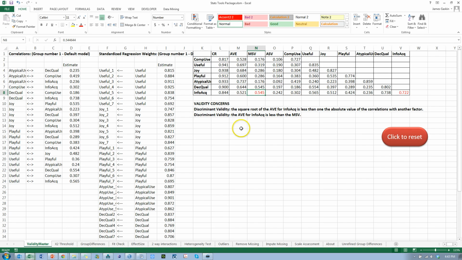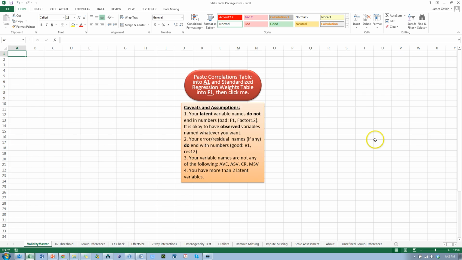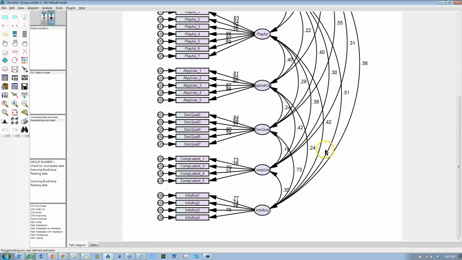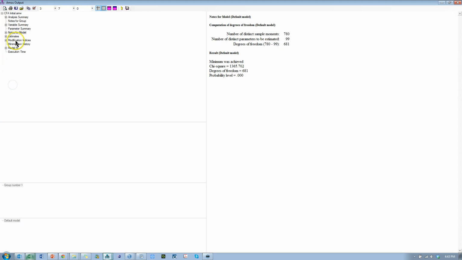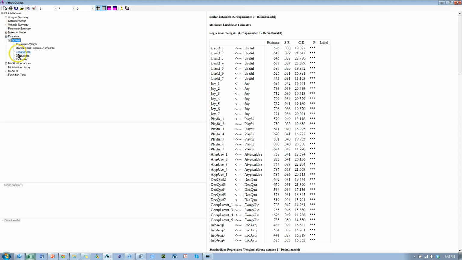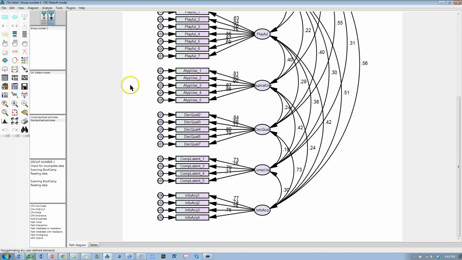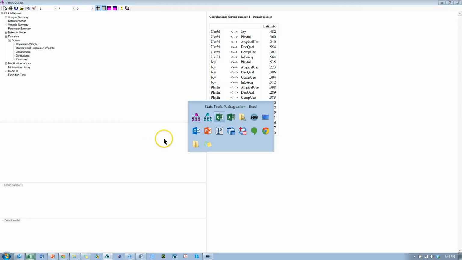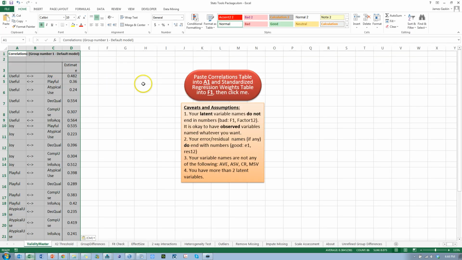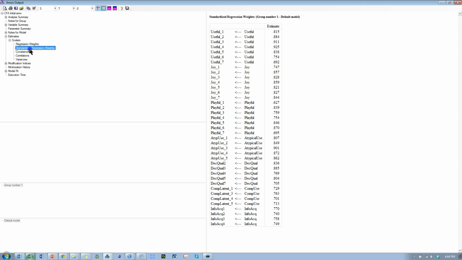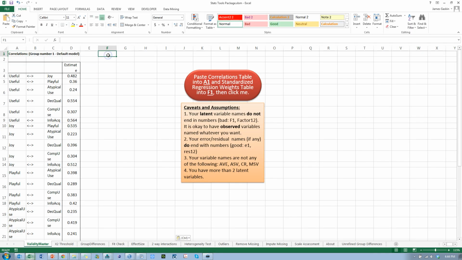Go back to the Stats Tools package, hit reset. And now we're back to where we were. I just reset everything. And run that table again. Go grab the correlations, I think it was. Correlations, left click, right click, copy. An analysis like this used to take eternity. And if you had to change something, you had to do it again. Oh, can't even imagine. Actually, I can because I had to do it. That's why I wrote this, to save myself time.